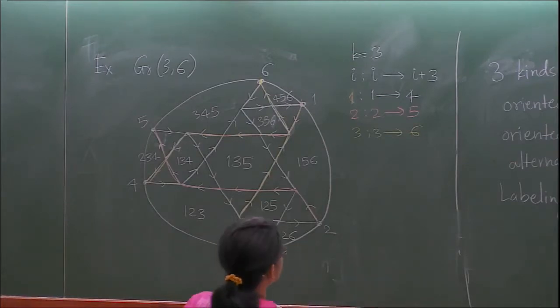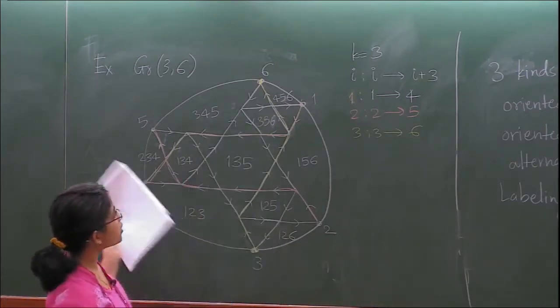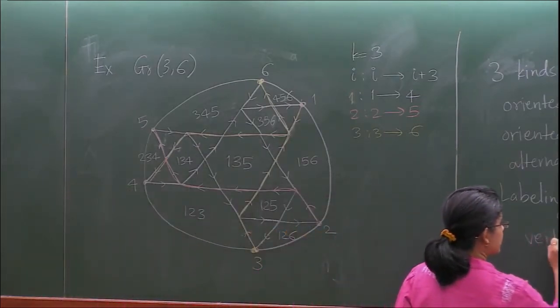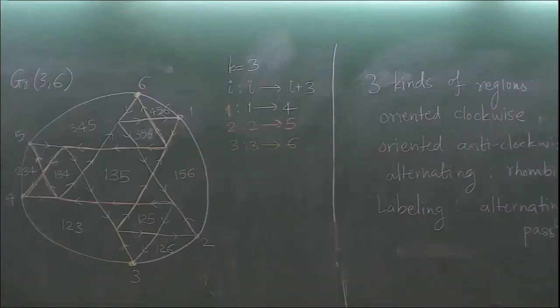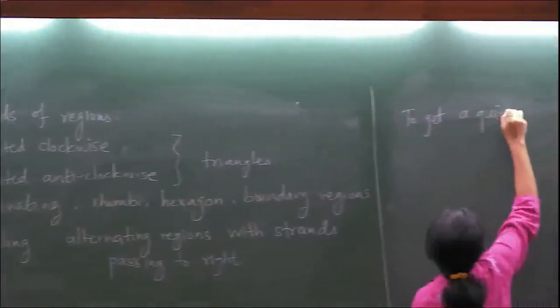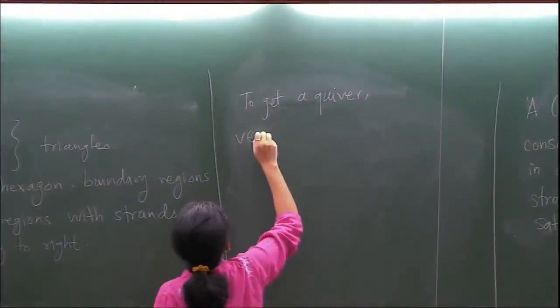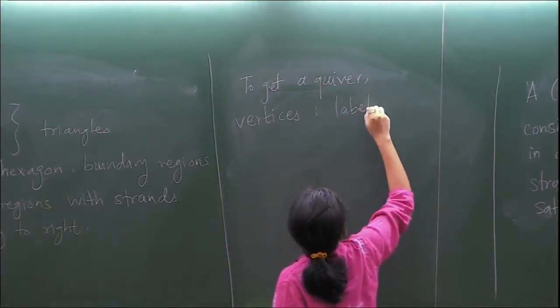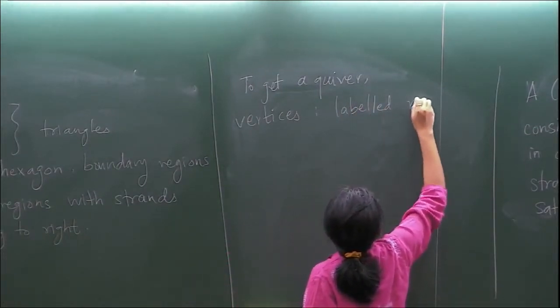Okay, and then these labels, so these alternating regions are going to be vertices in the quiver. Let me write this more clearly. So to get a quiver, vertices in the quiver are going to be the labeled regions or the alternate regions.